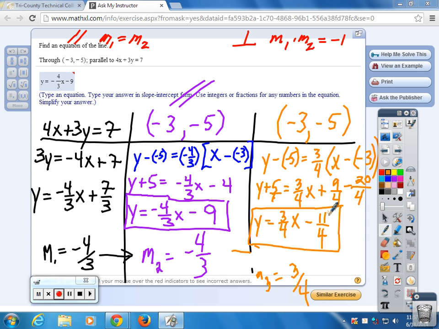Now, what does the problem ask for? Parallel. Parallel, so your blue answer is the answer you're looking for. I'm glad we did that problem, so that reinforces the problem we did first.